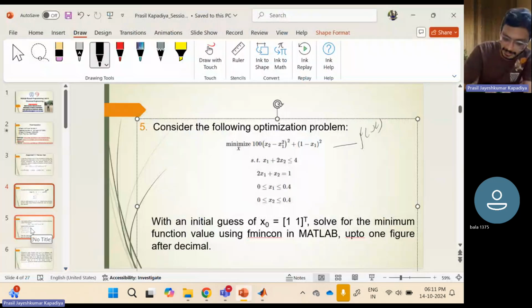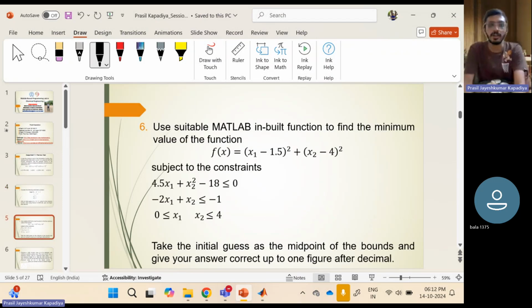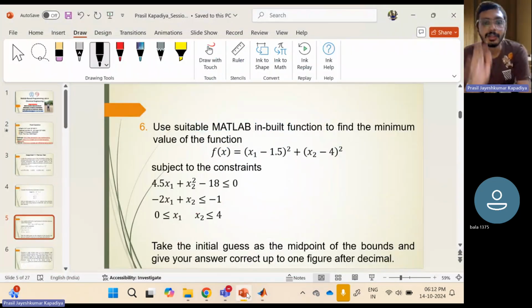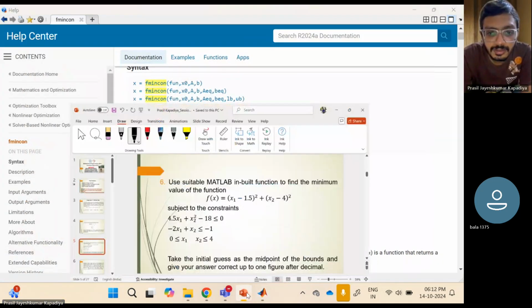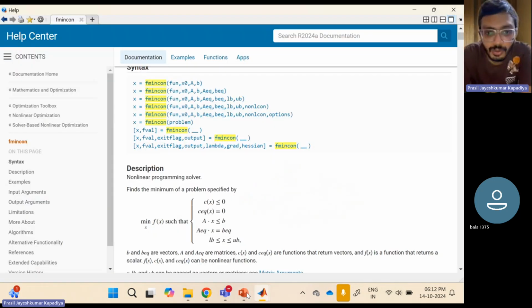This we have already seen in the last class, but I'm just revising it because we are going to solve more problems today. So if we move ahead with question number 6, see here, f of x is equal to (x1 minus 1.5) whole square plus (x2 minus 4) whole square, subject to the constraint 4.5 x1 plus x2 square minus 18 is equal to 0. So this first constraint is in this form. C of x is less than equal to 0. Then second constraint is minus 2x1 plus x2 is less than equal to minus 1.